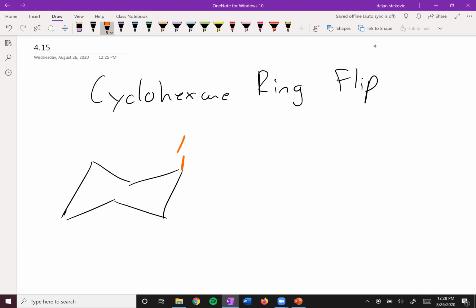We'll say that A is up here axial, and then I'll just put maybe B down here being equatorial. And then we'll also have C over here being equatorial, and then D being axial. And so let's see what happens when it ring flips.